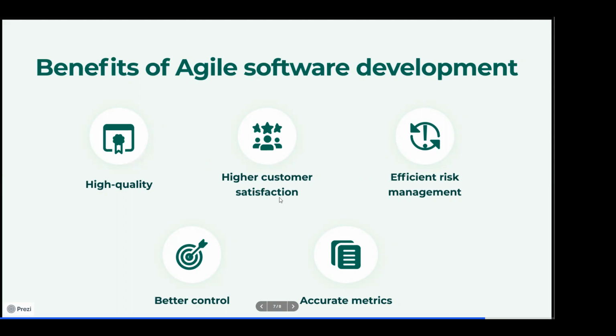Next, high customer satisfaction. The main intention of Agile is to satisfy the customer by delivering good quality software. Next, efficient risk management. Yes, we can also control the risk because in every iteration we do testing. So continuous testing is possible during every iteration, and testing is possible in the early stages itself. When we do testing at early stages, we find defects early and get a chance to correct those errors and deliver a high quality product. So that's why we say that the risk can be managed. It also has better control and accurate metrics.